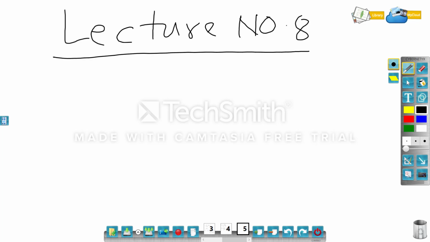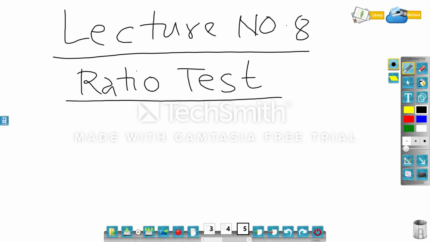This lecture we will study the ratio test and problems based on the ratio test. The ratio test is one of the important results to solve series questions. So let's write down the statement of the ratio test.